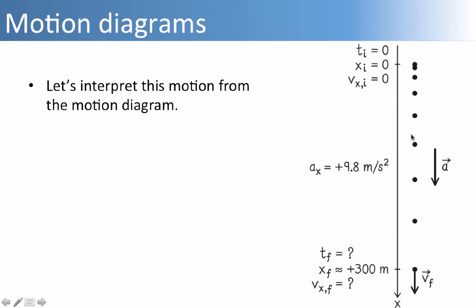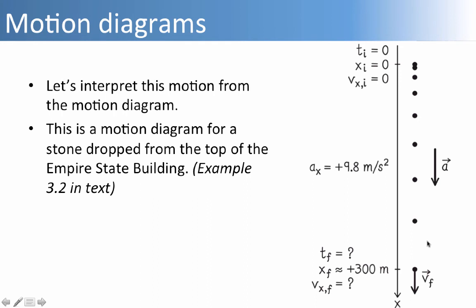So another one, let's decide what this is. So at time equals 0, position equals 0, and velocity equals 0. The dots are very close together, indicating velocity equals 0. The dots get further and further apart, indicating downward acceleration. And we notice that the direction of the x-axis has been defined as downward here. So our acceleration must be downwards.